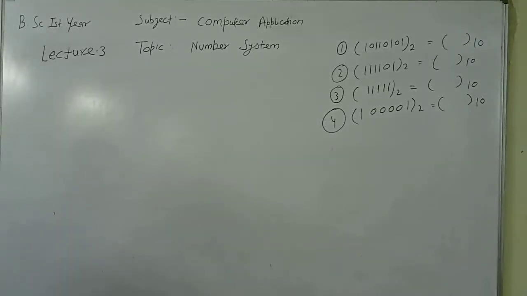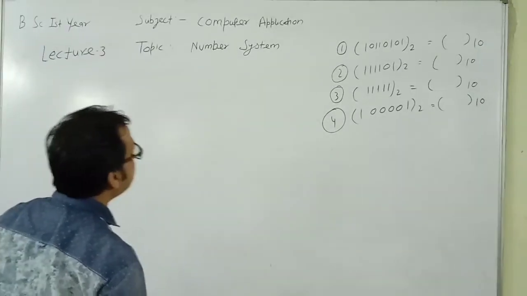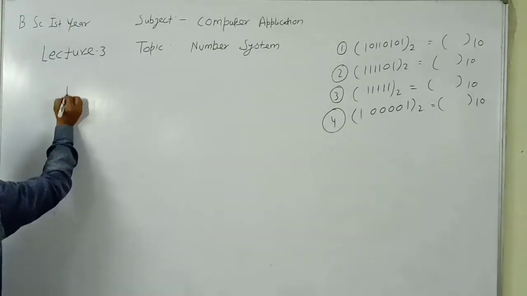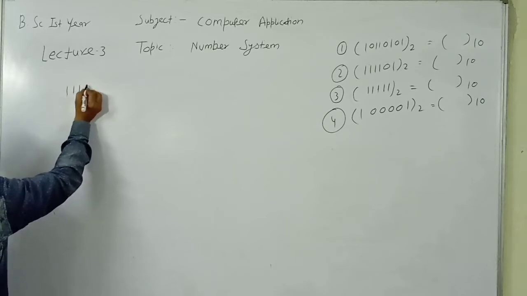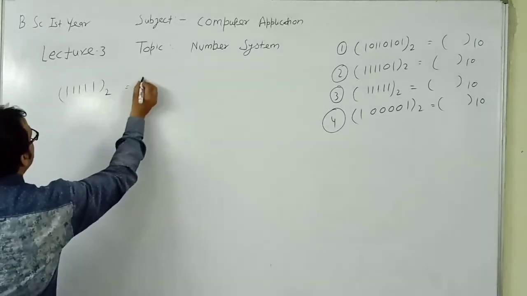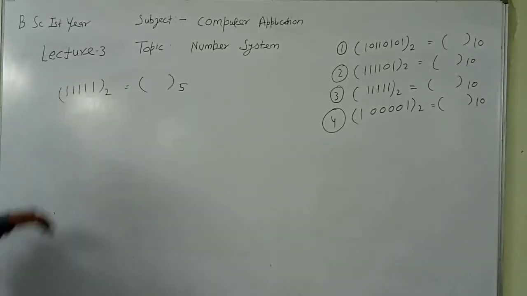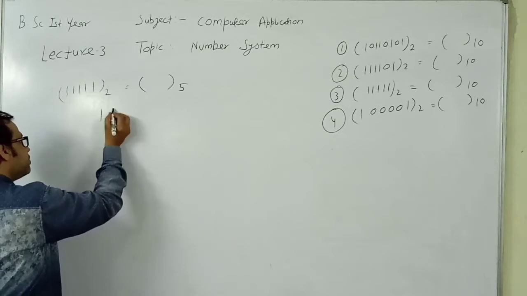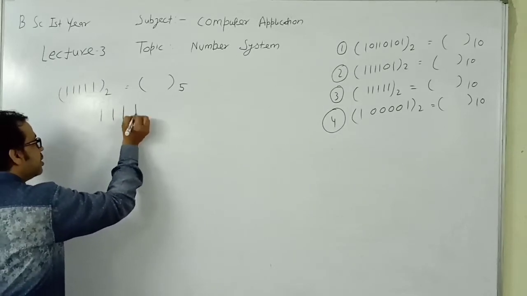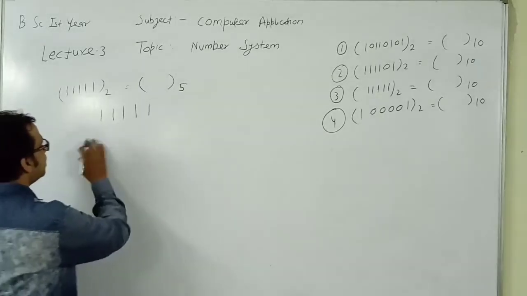Question number 3. This is 11111 base 2. You have to convert this into base 10. So write down this number just like this. This is 11111. You have to convert.